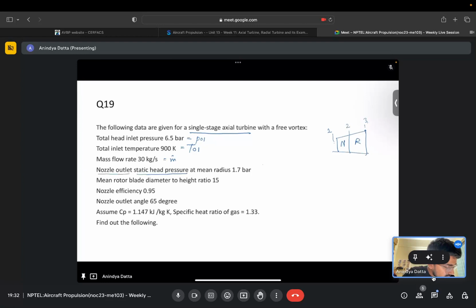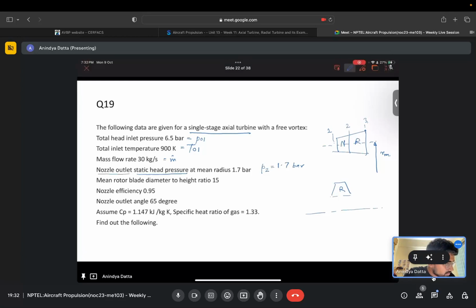Okay, so static pressure P2 is equal to 1.7 bar. Okay, and the mean radius Rm, we do the computation. The mean rotor blade diameter to height ratio is 15. So what that means is, let's say we have a rotor blade.